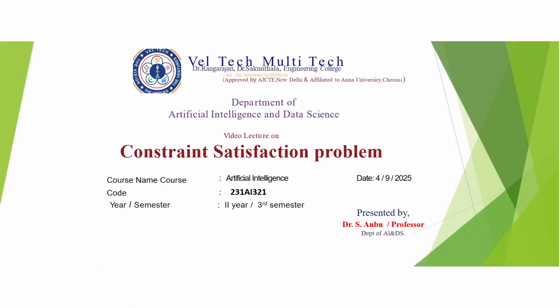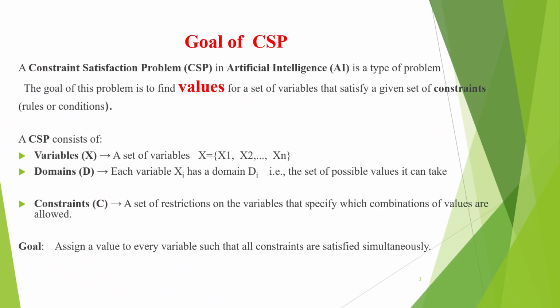Students, today's topic is the constraint satisfaction problem. So what is the goal of this problem? CSP in artificial intelligence is a type of problem, and the goal of this problem is to find values for a set of variables that satisfy the given constraints. It consists of three items. They are variables, domains, and constraints.